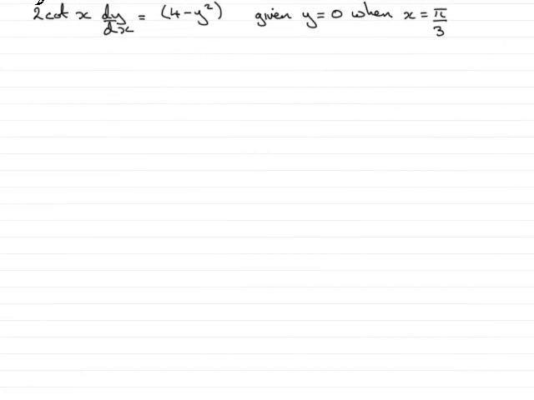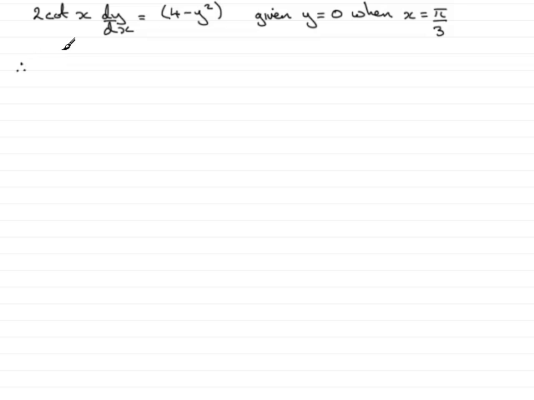Now in this question we're asked to solve the differential equation 2 cot x dy/dx equals 4 minus y squared. We're given that y equals 0 when x equals pi upon 3. And our answer's got to be given in the form sec squared x equals a function of y. So how do we start to do this?